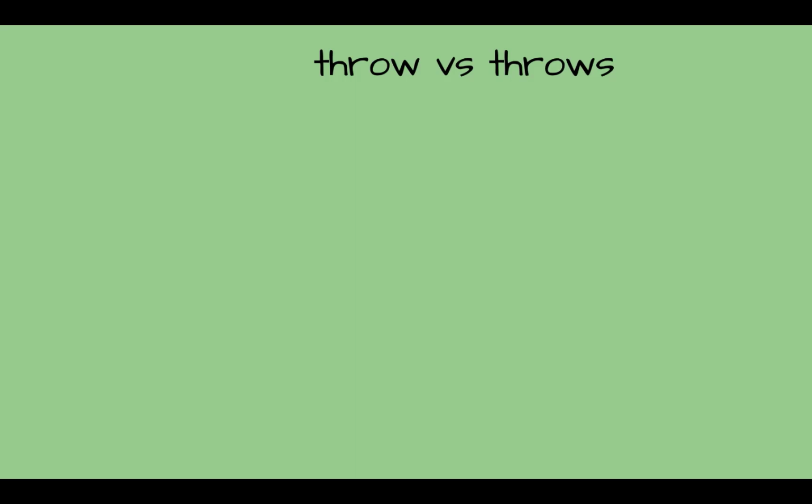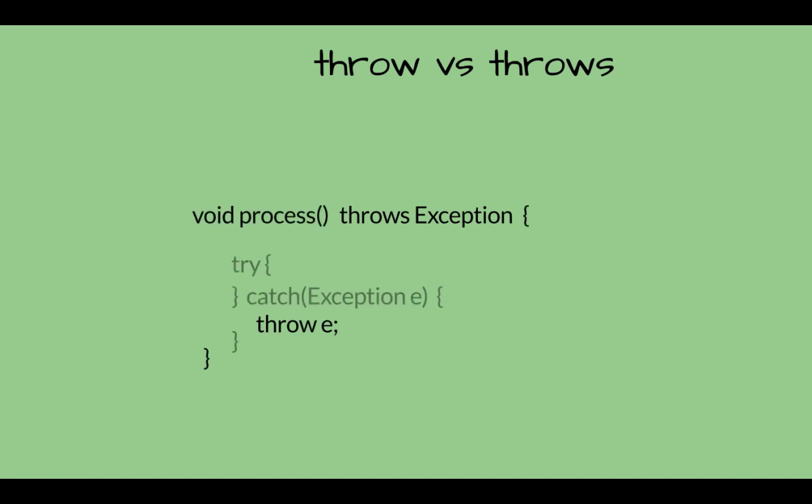If you watch this video carefully, then you will be able to tell the differences yourself. Throw is used to throw an exception, while throws is used to declare that a method can throw an exception. Throw can be used inside a method body, while throws is used at the method signature. Throw is followed by an exception object, while throws is followed by exception class types. Throw is an action, while throws is a declaration.